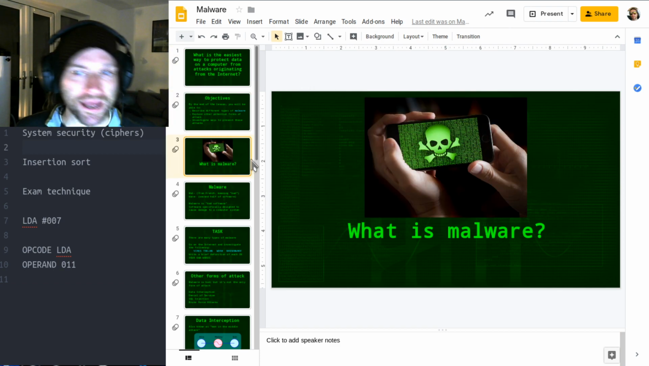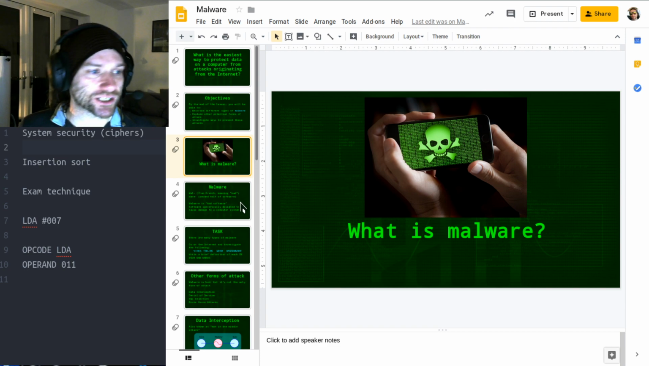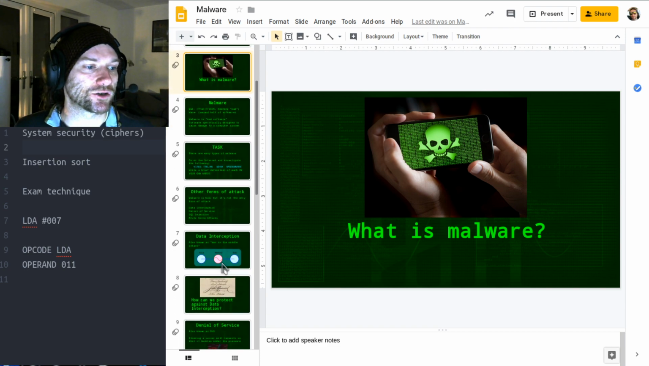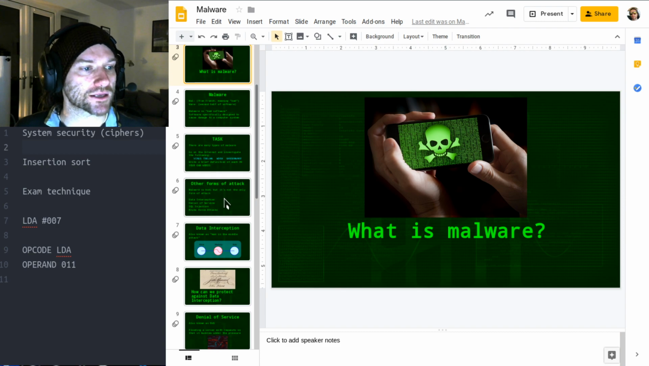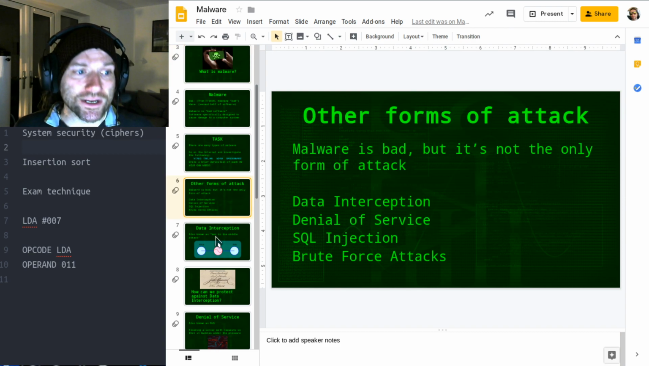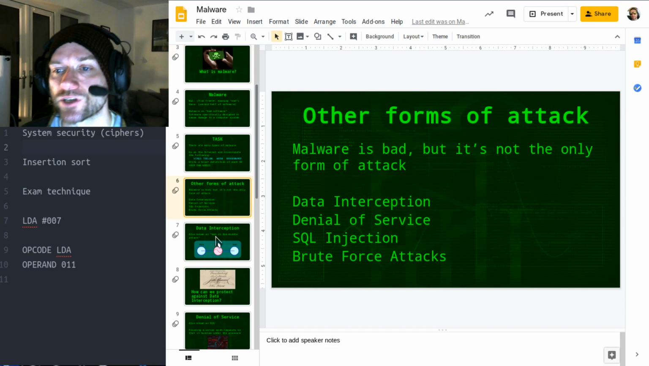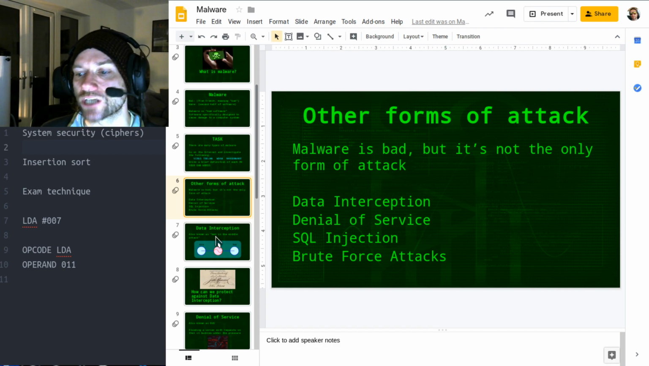Malware. What is malware? It's bad software. It's malicious software. It's software intended to harm stuff. But we've gone over that stuff, right? You need to know about these things: data interception, denial of service, and SQL injection. You also need to know about brute force attacks.